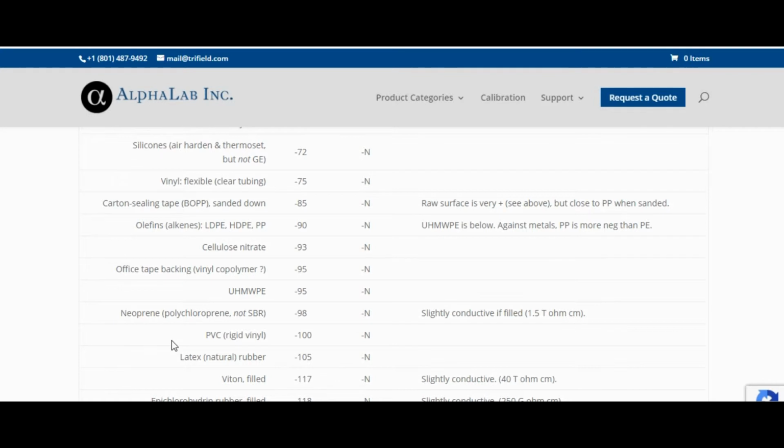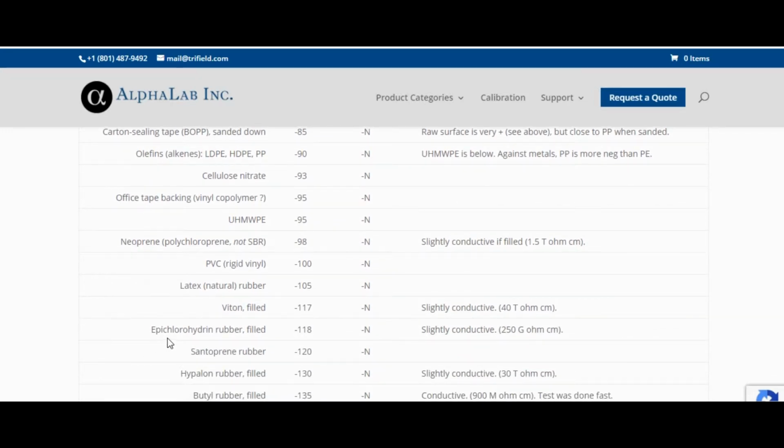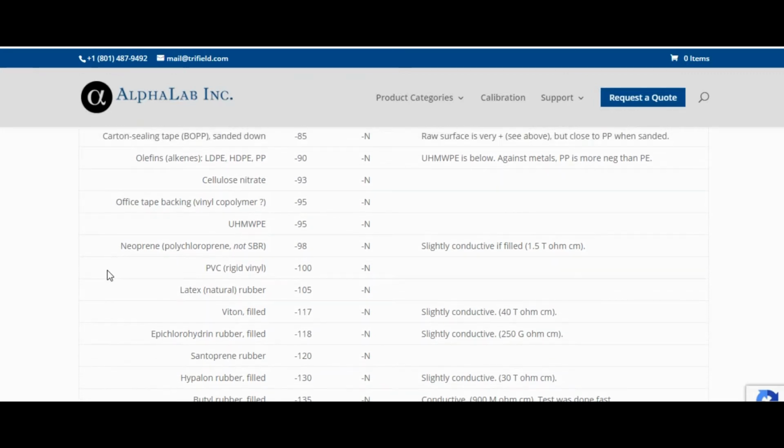I found out that latex or natural rubber is also below olefins. So it did not matter which kind of tubing I was using, if I was using natural rubber tubing or if I was using synthetic rubber tubing. And moreover, all the different synthetic rubber tubings, such as you can see in the list right here, are actually below olefins. So no matter whichever rubber tubing you use, there's always going to be buildup of static charge.